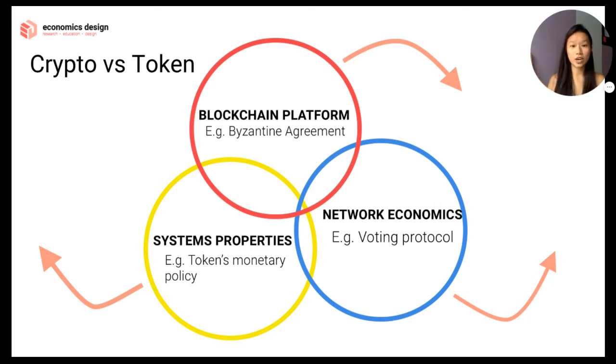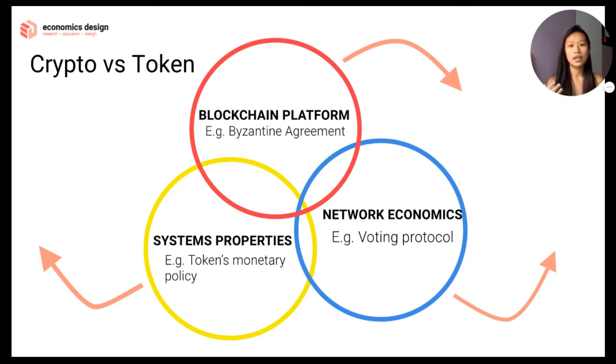Then you have network economics, so the economics of your network, your ecosystem itself. And this could be stuff like CryptoKitties or MakerDAO or VeChain, your different dApps or whatever ecosystem that you want to build on top of your blockchain platform. And then system properties will be the different rules or different kinds of systems and standards that you create for your network itself.